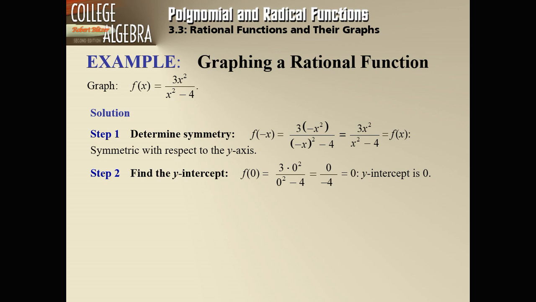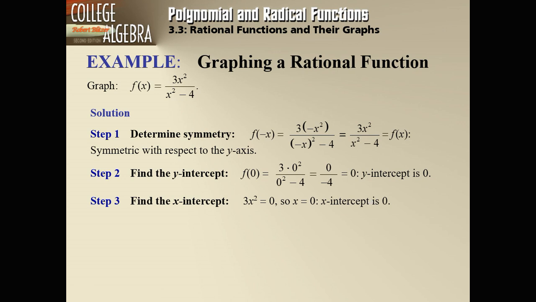Step 3. Find the x-intercept. Ang gagawin natin dito is we let the numerator equal to 0 or the p of x equal to 0, which is the 3x squared. So 3x squared is equal to 0, so x is equal to 0. Kasi, bakit? Pag sinubstitute natin yan, 3 times 0 squared or 0 quantity squared, 0 pa rin ang magiging sagot. Okay, kaya ang x-intercept natin ay 0 din.